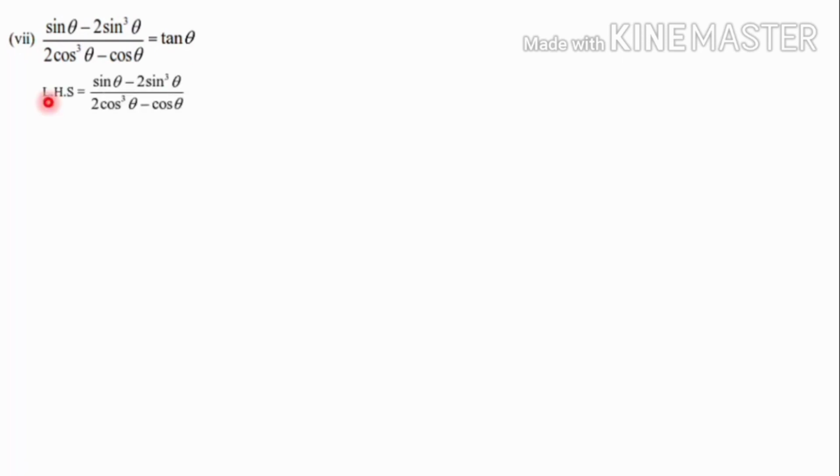Move on to question number 7. Sin theta minus 2 sin cube theta divided by 2 cos cube theta minus cos theta is equal to tan theta. As before, let's start with the left hand side. LHS equals sin theta minus 2 sin cube theta divided by 2 cos cube theta minus cos theta. When you observe, in the numerator sin theta is common, and in the denominator cos theta is common. Let's take out the common factors.